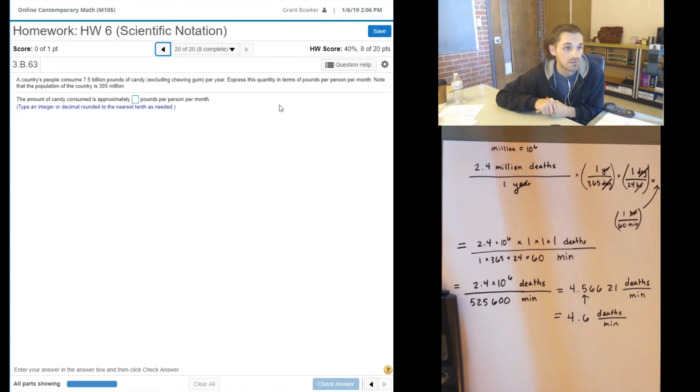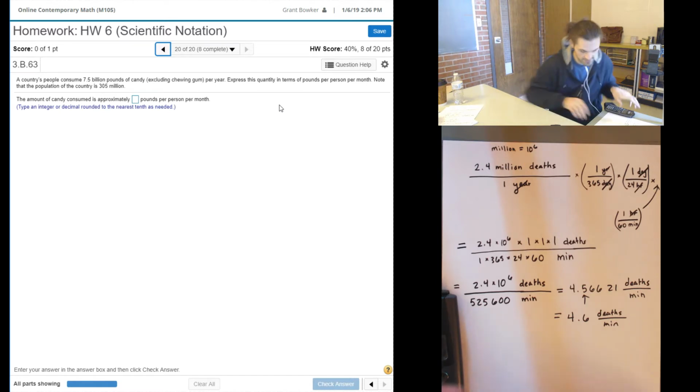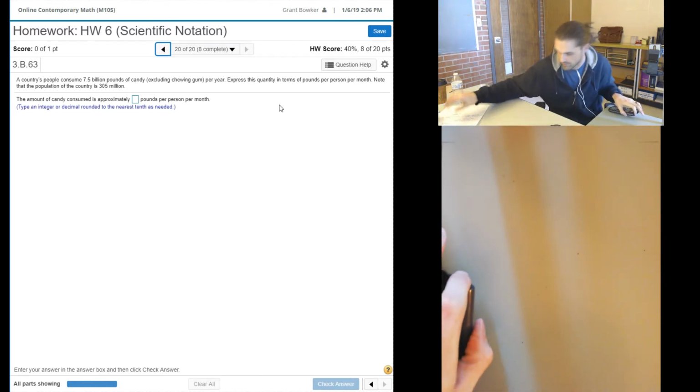In a country, people consume 7.5 billion pounds of candy. Express this quantity in terms of pounds per person per month. The population of the country is 305 million. Okay. So in fact, let's go through this one together.